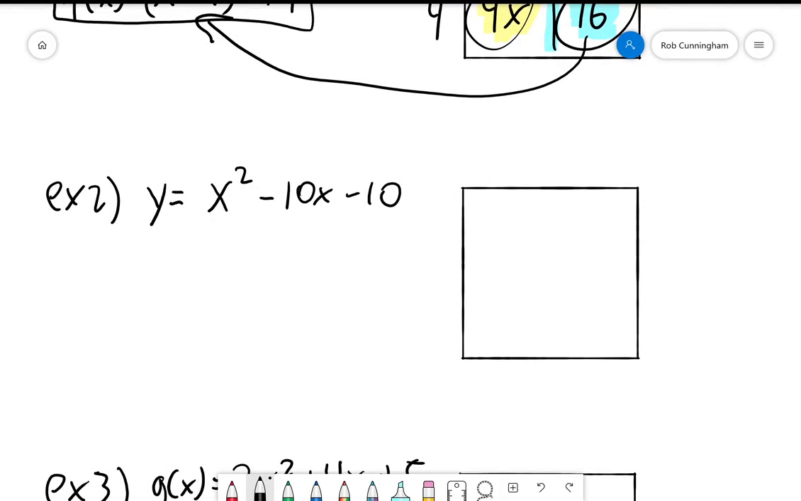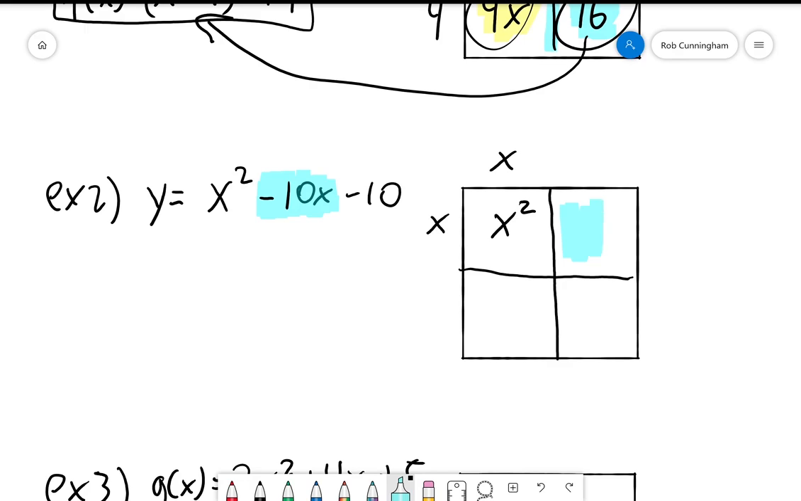y equals x squared minus 10x minus 10. Okay, so I'm going to divide my square up into 4 regions, same as before. Same as before, the upper left is x squared, making this side x and this side x. I need to distribute this negative 10x equally into these two regions. So that gives me negative 5x and negative 5x.